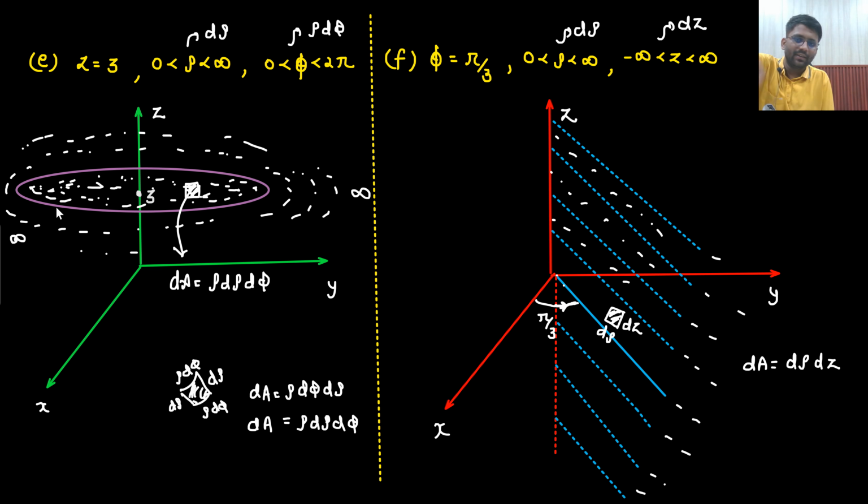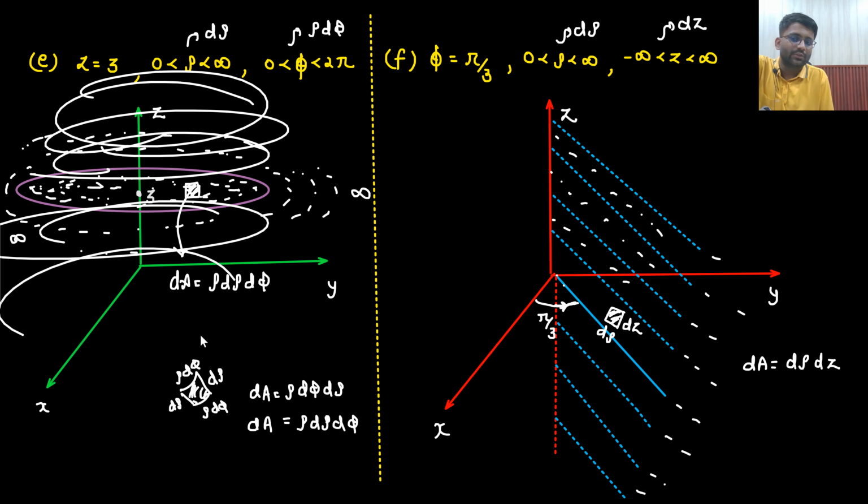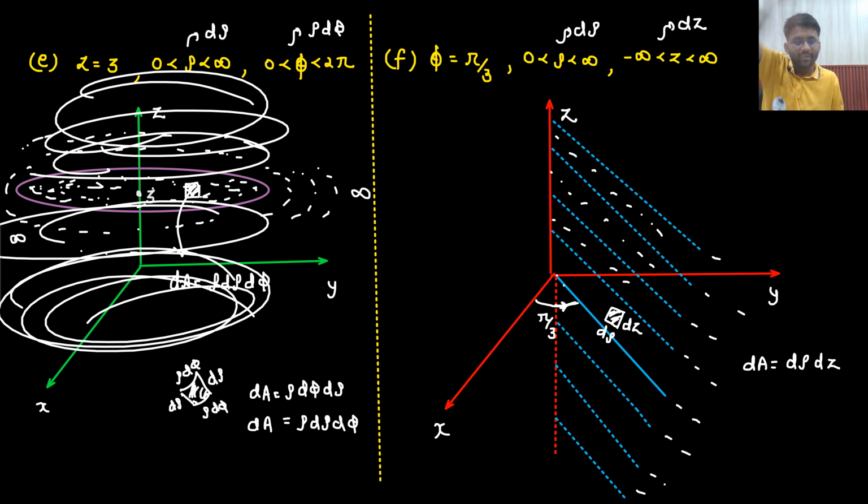There was one circular plate, no? Which was for z equals to 3. Similarly, for z equals to 4, there will be one circular plate. For z equals to 5, there will be one circular plate. Z equals to 6, there will be one circular plate. Z equals to 7, there will be a circular plate. So it will become a complete cylinder, right?